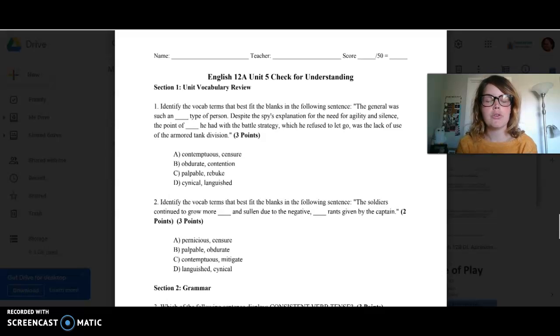Section 1 is vocabulary review. First things first, you're going to read the sentence. It has some blanks. You're going to see which A, B, C, or D falls best into those blank spaces and choose that one.